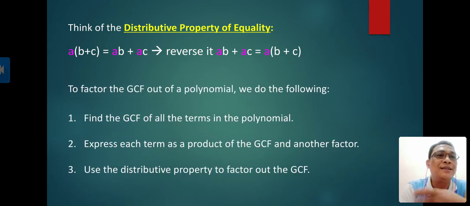So let me give the steps of factoring polynomials by GCF. To factor the GCF out of the polynomial, we do the following. First, find the GCF of all the terms in the polynomial. Second, express each term as a product of the GCF and another factor. And lastly, use the distributive property to factor out the GCF. Let me have some examples.